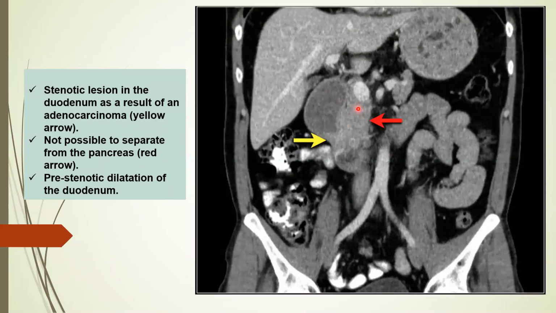So sometimes this tumor is called a periampullary tumor, because sometimes the exact origin of the tumor cannot be determined. It could be jejunal adenocarcinoma, pancreatic head adenocarcinoma, distal CBD cholangiocarcinoma, or ampulla of Vater tumor.